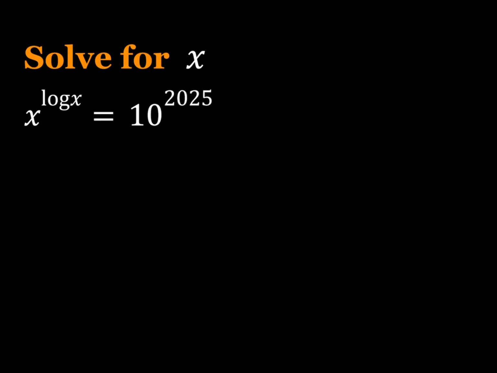Hello everyone. In this video we're going to be solving a logarithmic, exponential, logarithmic, whatever we want to call this type of equation. We have x to the power log x equals 10 to the power 2025. Obviously 10 to the power 2025 is a very large number, 1 followed by 2025 zeros. So I'm going to be presenting two methods for this problem.